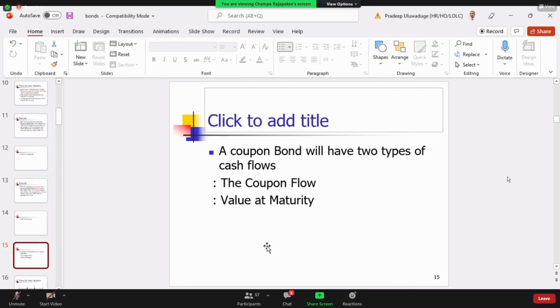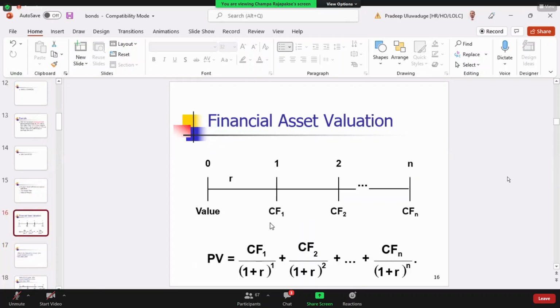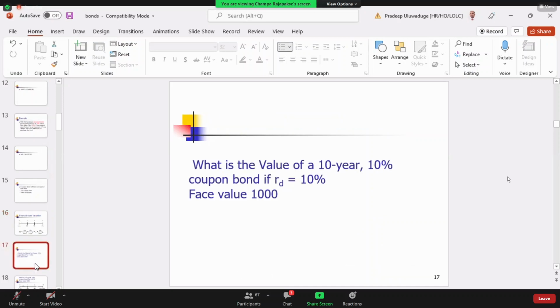So if you have two types of cash flows, then to ascertain the value of this bond, you have to convert both the cash flows to the present and add those two together. Let's have a closer look at it with the timeline. So value at time zero, or value today, equals the present value of the cash flows generated by the asset, or the bond in this case.